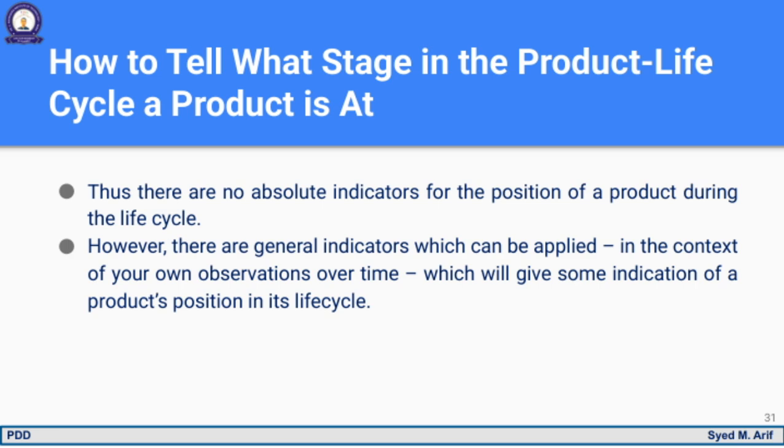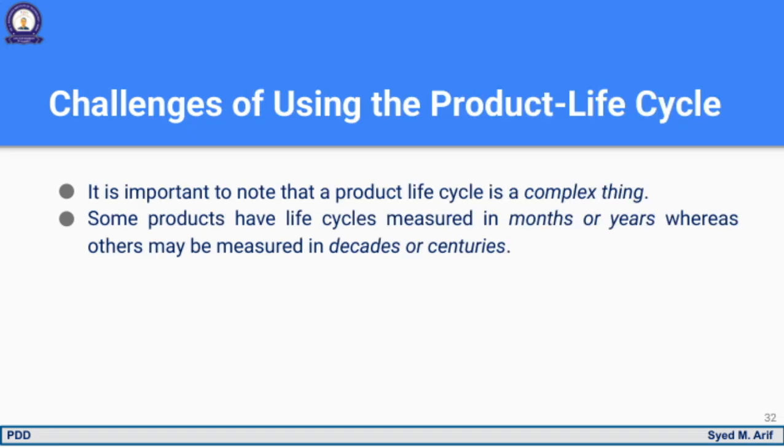Remember, the key is to observe trends and patterns rather than relying on one single indicator. This understanding ties back to our overall goal of managing products wisely throughout their life cycle. It is important to note that a product life cycle is a complex thing. Some products have life cycles that are measured in months or years, while others can last for decades or even centuries. This variation makes managing the product life cycle quite challenging.